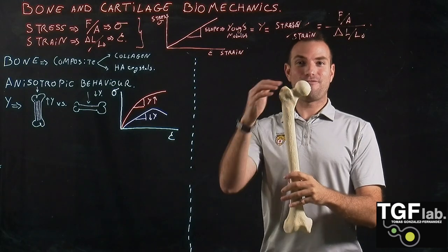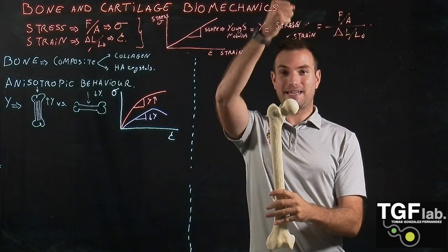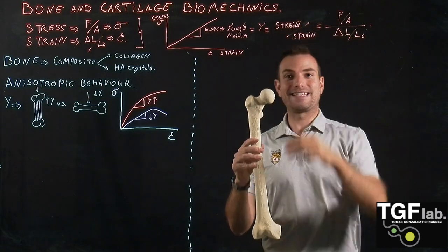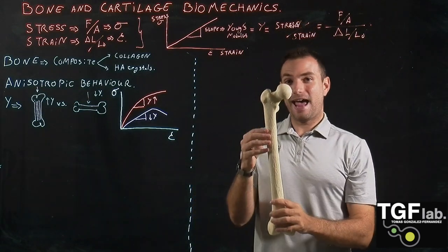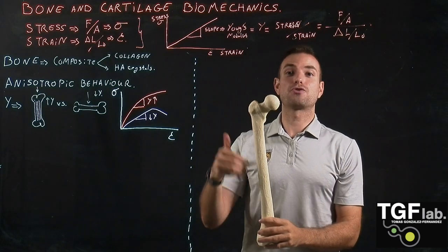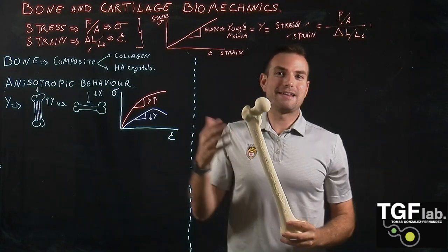So the femur is going to support the weight of our body this way, right? The femur needs to support all the weight of our upper body in this direction. So therefore, it needs to be tougher or have a higher Young modulus in this direction to support all the weight.